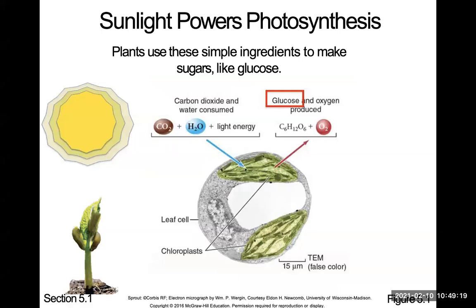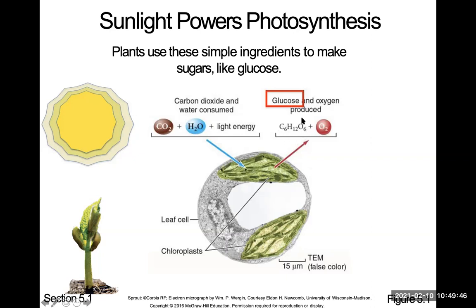So this equation here, you've seen this briefly last time. This is the equation for photosynthesis. We said you need carbon dioxide that we've been breathing out, and then water the plants get from their roots, light energy from the sun, and this is what they produce: glucose and oxygen as a byproduct.